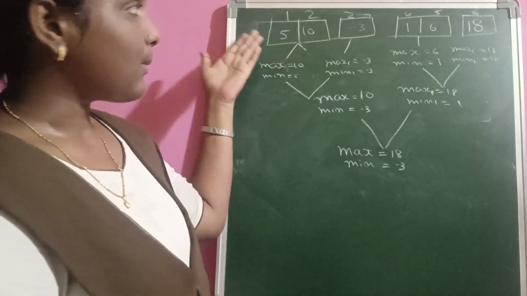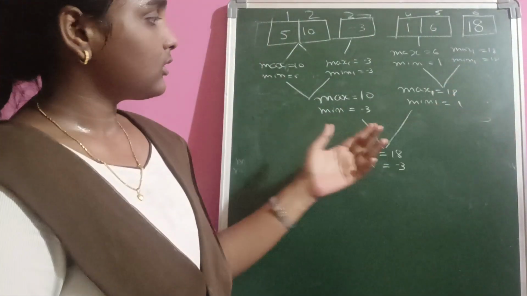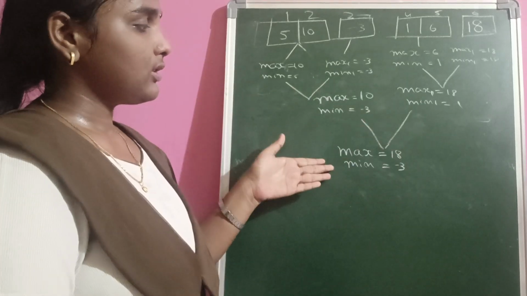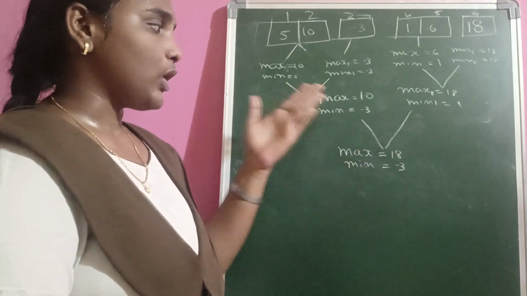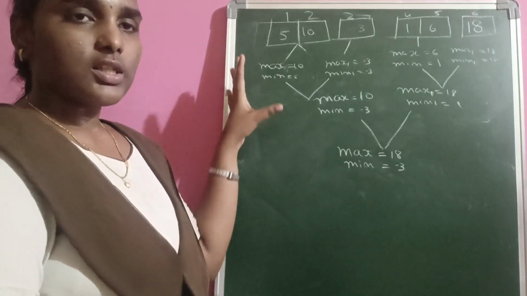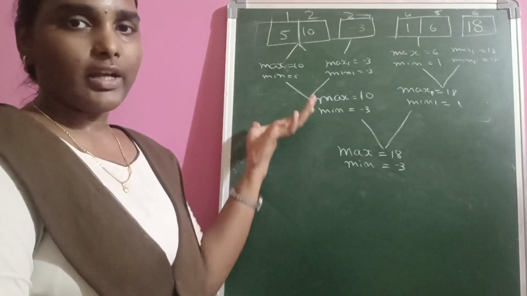So from the elements 5, 10, minus 3, 1, 6 and 18, we find that the maximum element is equal to 18 and the minimum element is equal to minus 3. So this is how we find the maximum and minimum elements in an array using the divide and conquer technique.